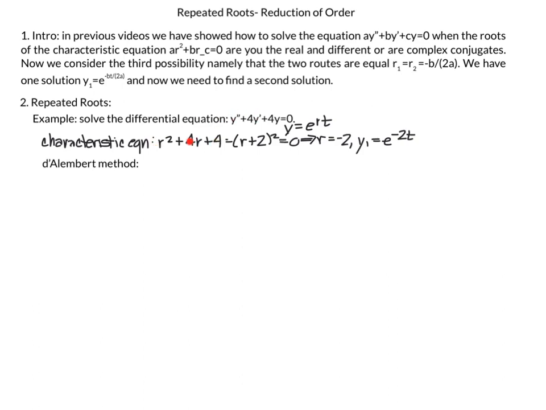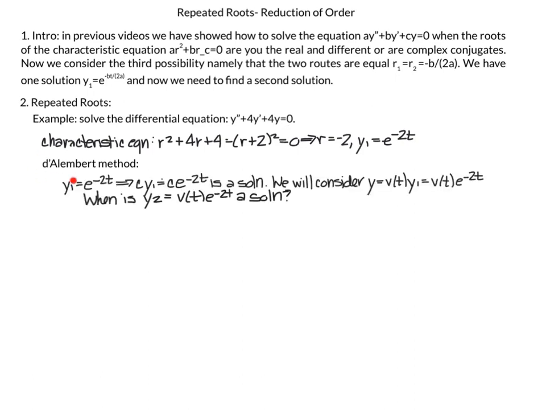Here's your 1, here's your 4, here's your 4, which is equal to r plus 2 squared, and that characteristic equation now equals 0. So what that tells us is r is equal to minus 2. So y1 is equal to e to the minus 2t. So we have one solution, but to find a fundamental set, we need a second one.